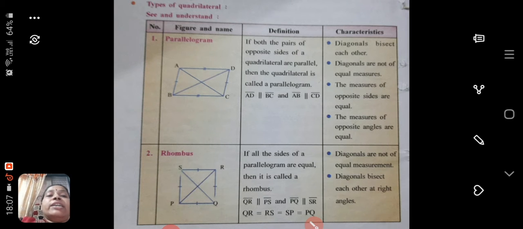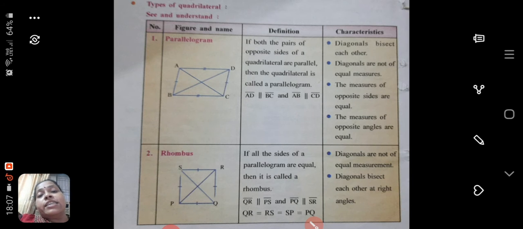Now, what about a rhombus? If all the sides of a parallelogram are equal, then it is called a rhombus. Means if PQRS is a parallelogram, then QR is parallel to PS and PQ is parallel to SR, and all the sides are equal. Means QR is equal to RS is equal to SP is equal to PQ.